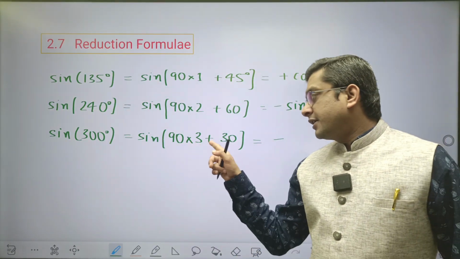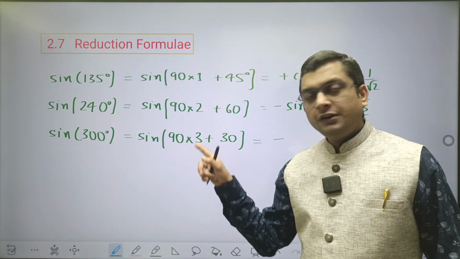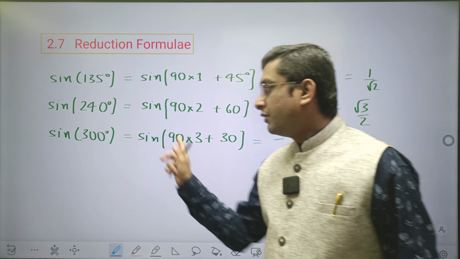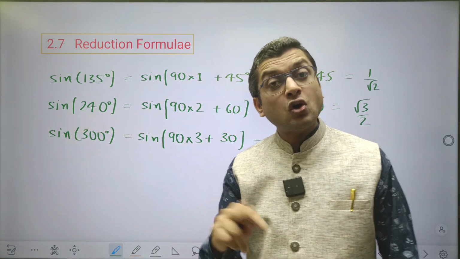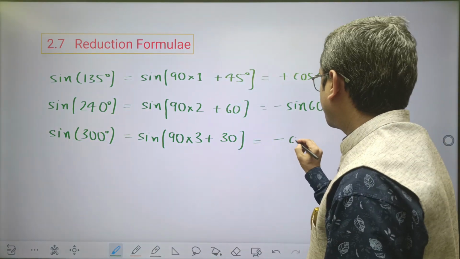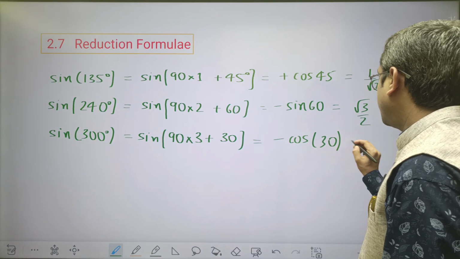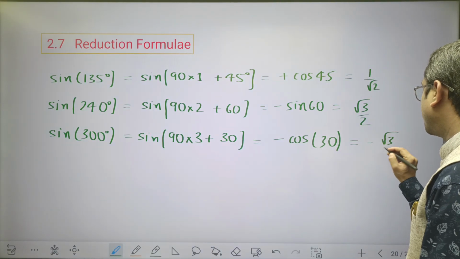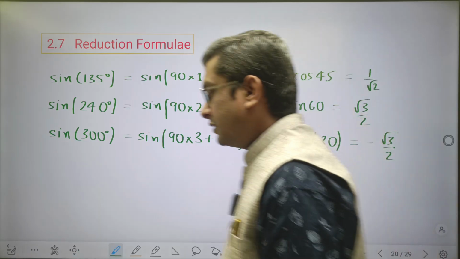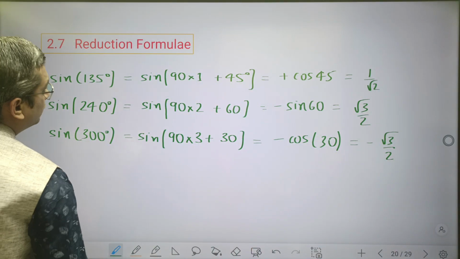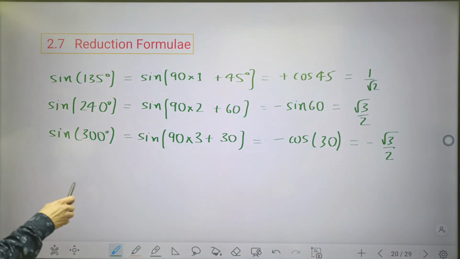Second thing, the multiplier is odd, that is, 3 is an odd number. So we convert the sine into cos. So this will be cos, and after that 30 is left. So minus cos 30, that is minus root 3 by 2. So in this way we have to convert. That's why this is known as the reduction formula.